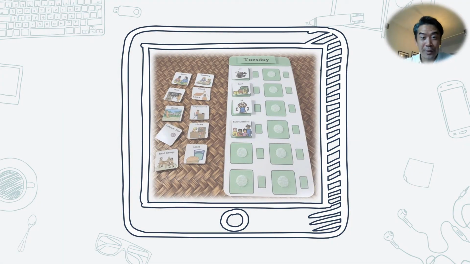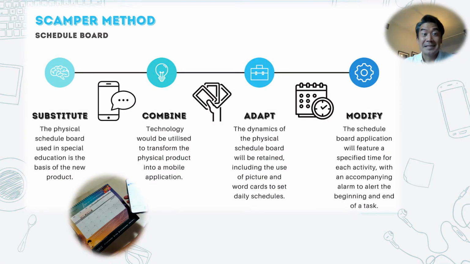Therefore, the general idea is to adapt the concept of the schedule board into a mobile application which will be more efficient to use for both the parents and the child. Using the SCAMPER method, the concept of the physical schedule board will be adapted into a mobile application, maximizing the use of technology that is now widely utilized. Well, as I mentioned before, technology is here to stay.